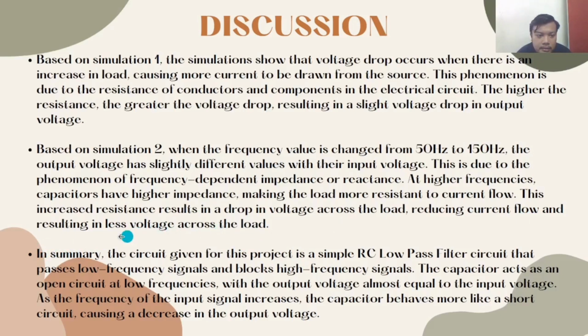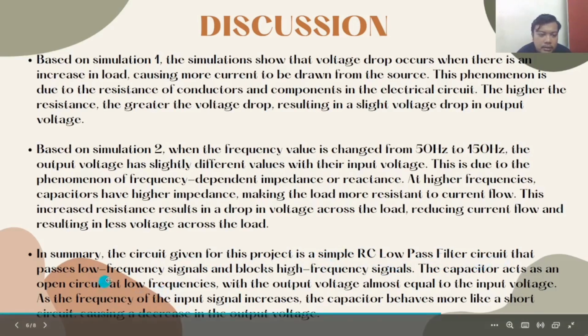So in summary, the circuit given for this project is a simple RC low-pass filter circuit that passes low-frequency signals and blocks high-frequency signals. The capacitor acts as an open circuit at low frequencies, with the output voltage almost equal to the input voltage. As the frequency of the input signal increases, the capacitor behaves more like a short circuit, causing a decrease in the output voltage. So that's all for me for this part.